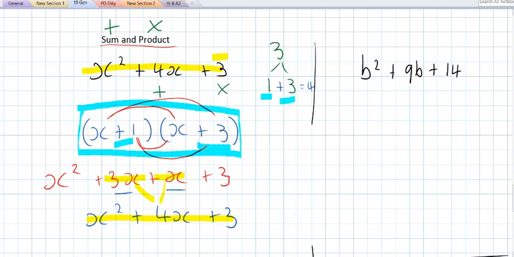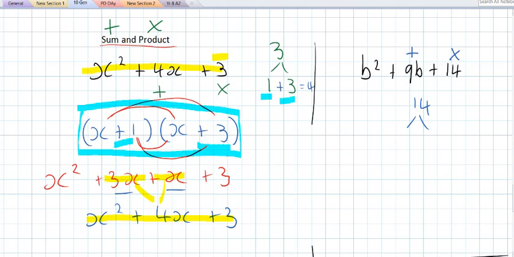Alright, so look at the one on the right. Which number are we multiplying towards and which number are we adding towards? 14 will be multiplying, and 9x will be adding. So we're looking for two numbers which multiply together to make 14. What numbers multiply together to make 14?